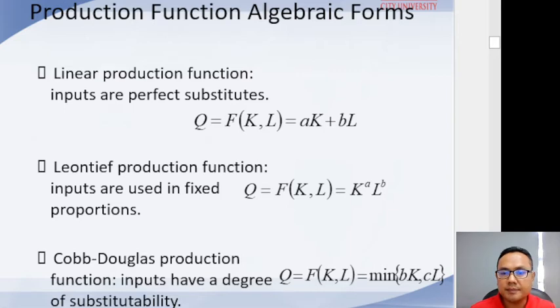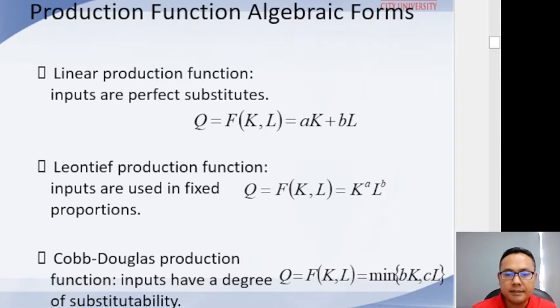So this is a function that lies between the extreme of the linear production function and the Leontief production function, what we call a Cobb-Douglas production function. The Cobb-Douglas production function is given by Q = F(K, L) = K^B L^C, where B and C are constants.